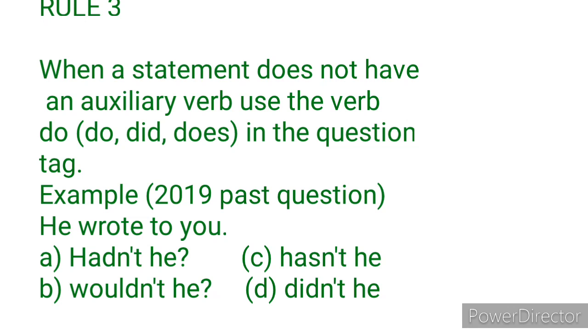Now, and lastly, if the statement does not contain an auxiliary verb, what you do is to use the verb do to form the question tag, which can be did or does, whichever one is suitable. Use the verb do to form the question tag in a statement that does not have an auxiliary verb. I hope you now understand this topic fully.